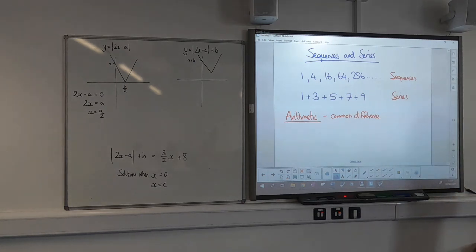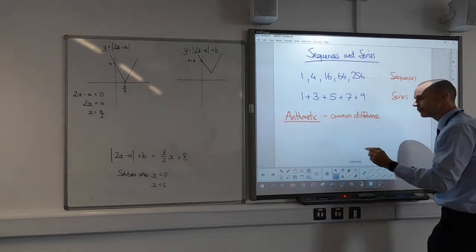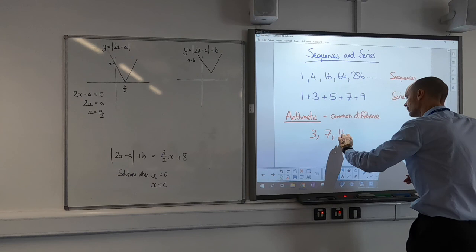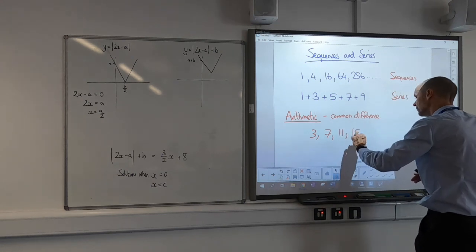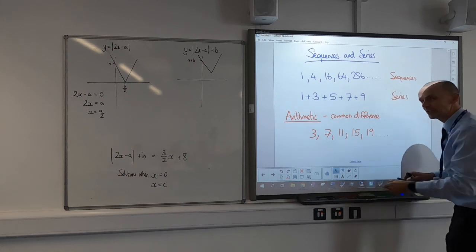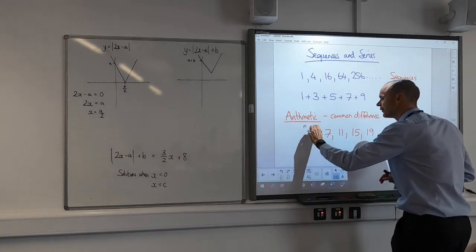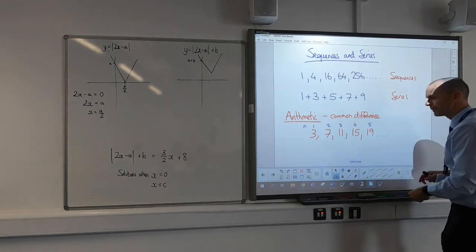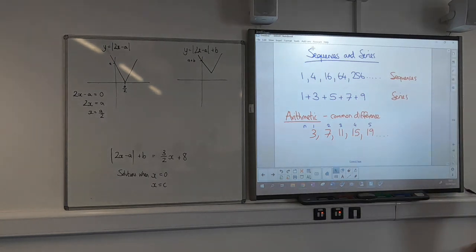And we met these at GCSE, and at GCSE we described them using a formula. So for example, I would have given you a sequence like this, and I would have said, okay, using the letter N to stand for the position in the sequence, what's the formula for that sequence? See if you can remember how to work out the formula for that sequence.